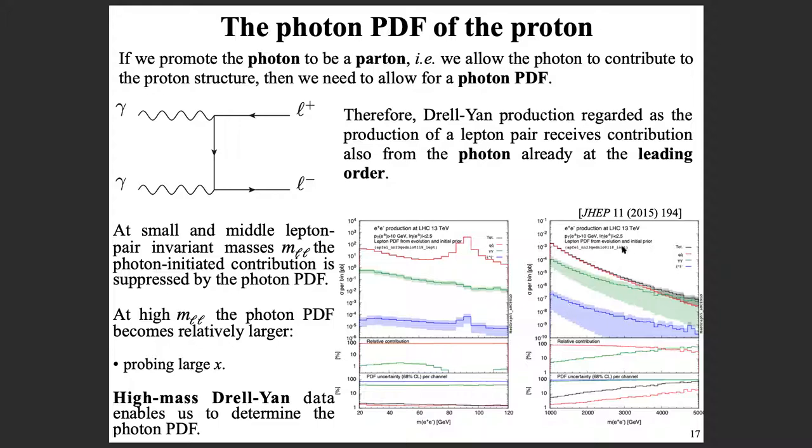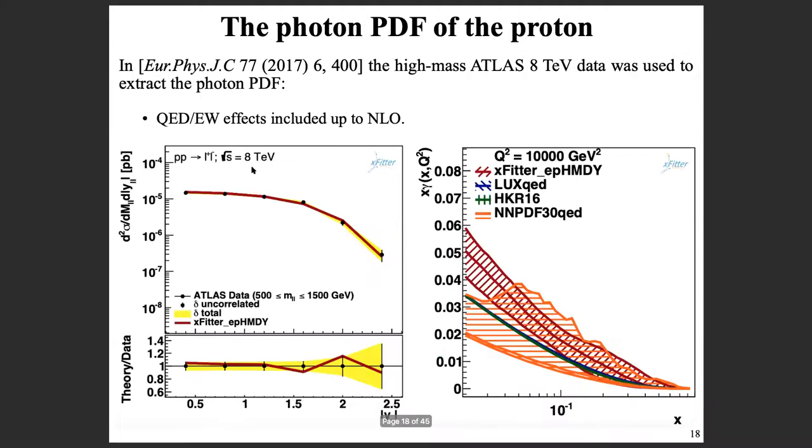But if you go to very large invariant masses, this is what the second plot shows, the photon contribution tends to become of the same order as the q-qbar distribution. So this means that if you have data for Drell-Yan in this region, you're able to constrain the photon PDF, particularly in the large x region, because you are at very large invariant masses. And this is what has been done in this paper. So again, the ATLAS data at high invariant masses were exploited to constrain the photon PDF.